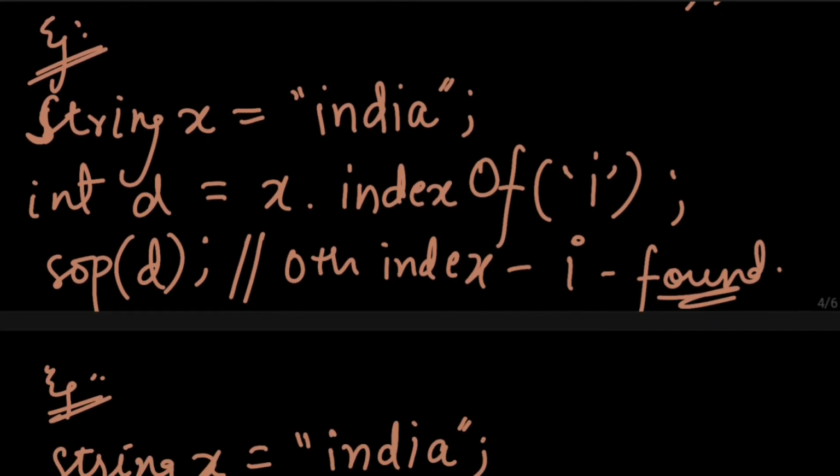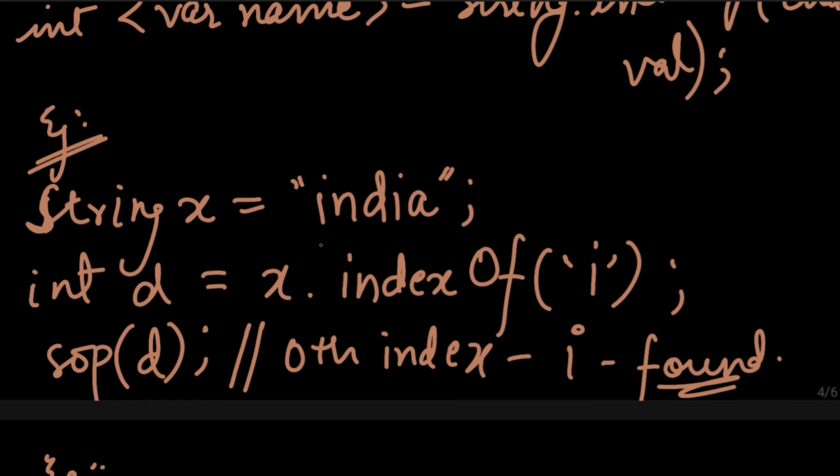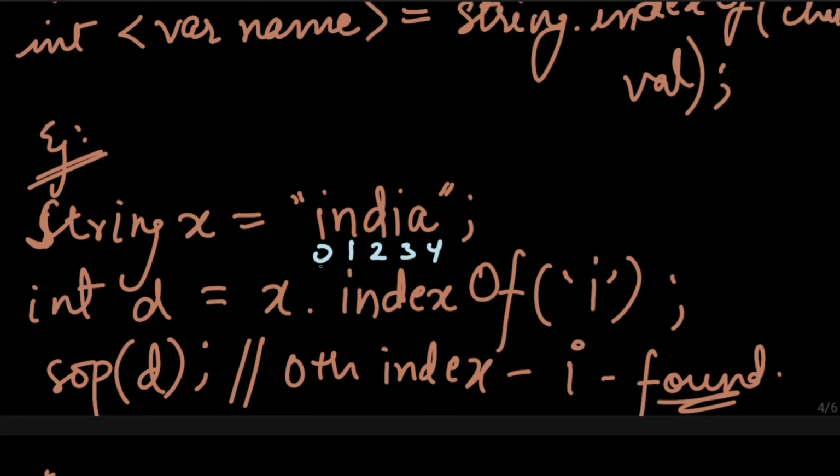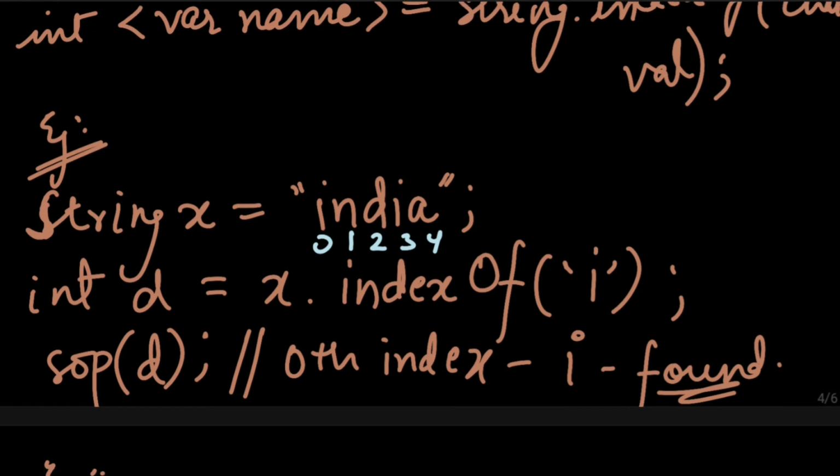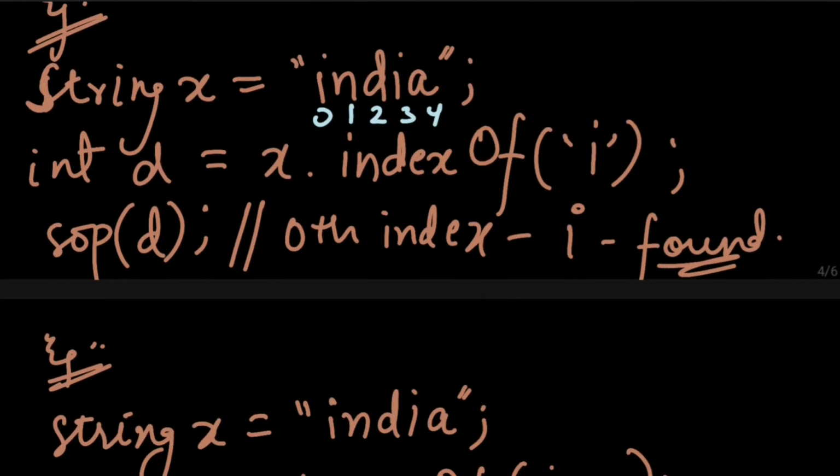So let's look at an example here. I have string x which is equal to India. Now int d, I have this variable which will return me the index of I in the string. Now in India we have 2 I's over here. One is at the 0th position, at the 0th index value I have my first I present, and the second I in India is present at the 3rd index value. Now which one will be returned in this case?